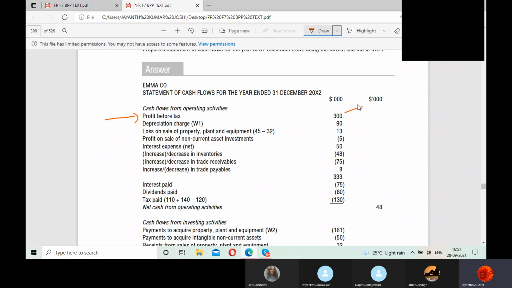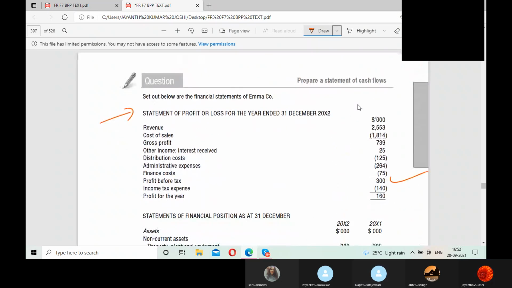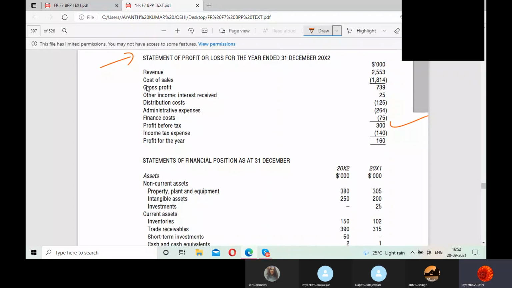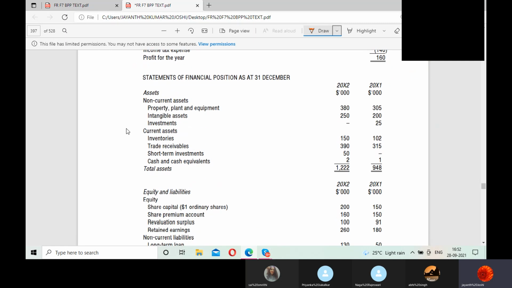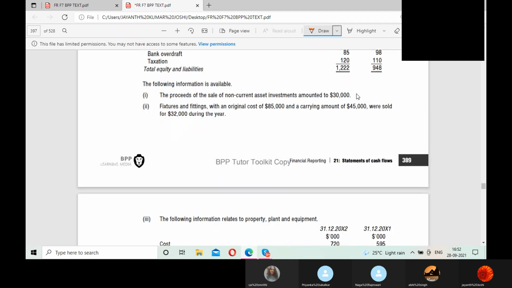Now, next thing, what you have to write is the non-cash expenses. Okay, let's see. What have they given? They gave cost of sales, they gave gross profit, interest received, distribution cost, but they did not give anything regarding depreciation. From where can we get that idea of depreciation, all of you? Adjustments. Yes. Very good. So let us see what is the adjustment they have given.